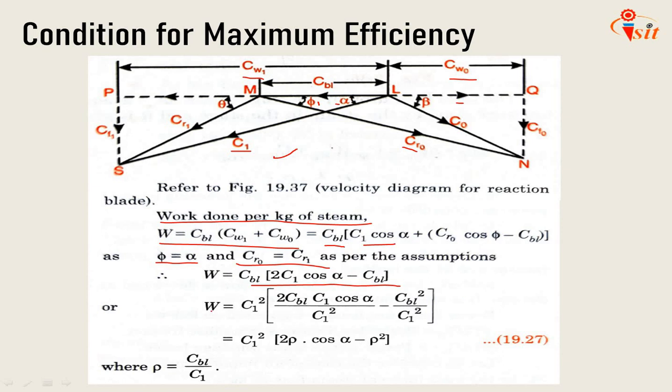So we'll multiply and divide by C1 square here. So that will be W equal to C1 square, CBL we are taking inside, (2 CBL C1 cos alpha divided by C1 square) minus (CBL square upon C1 square). Okay. So ultimately we are getting W equal to C1 square (2 rho cos alpha minus rho square). Okay. So what is CBL upon C1 is nothing but rho.